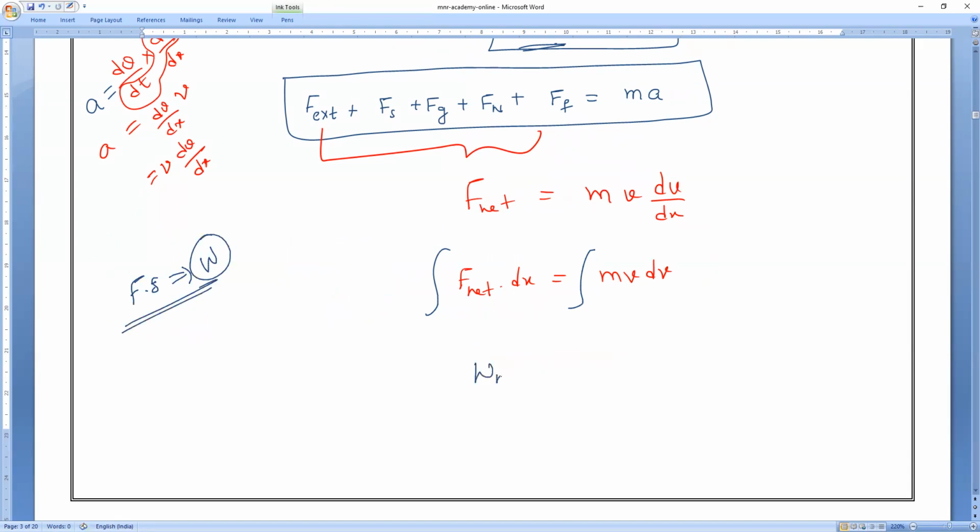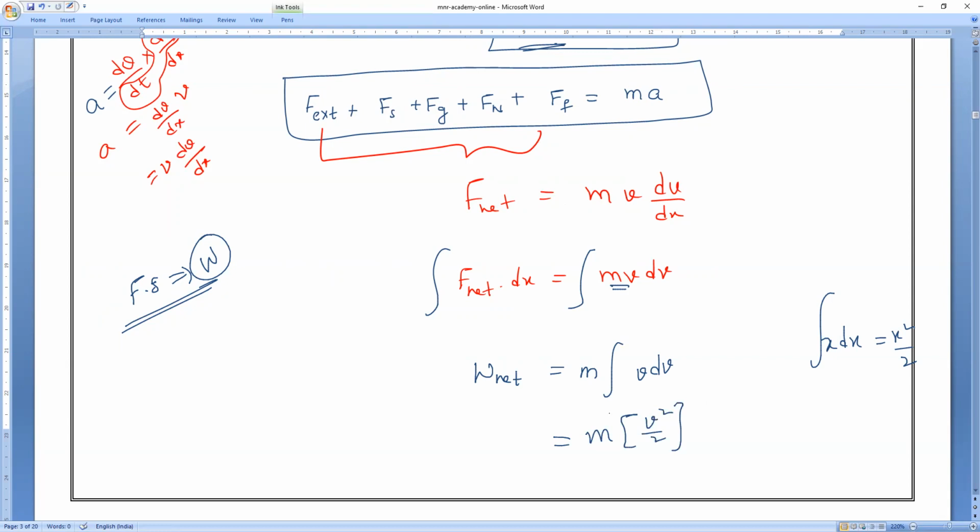This is equal to the total work done. Am I right? Please respond, guys. Which is equal to mass m of the body, which remains constant. I will take m outside. So integration of v dv, like integration of x dx, is x square by 2. So v dv becomes m into v square by 2.